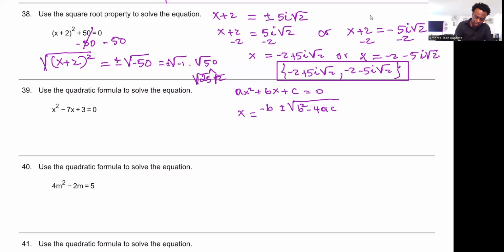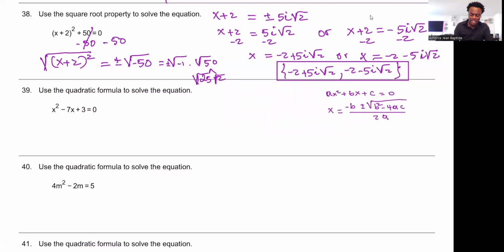Divided by 2a, 2 times the value of a. Now that you know this, we can use it. First, we want to start identifying a, b, and c in this formula, in this equation. So 0 on one side and the expression in standard form on the other side.